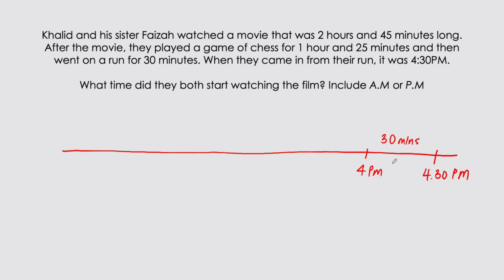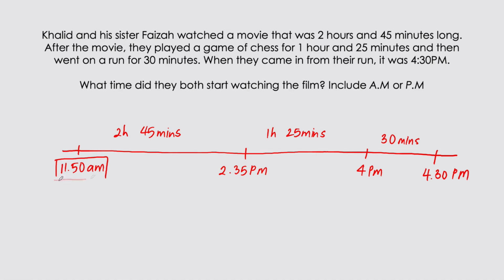Now before the run, they played a game of chess for 1 hour and 25 minutes. So if you do some quick math from 4 p.m., if you go back by 1 hour and 25 minutes, you actually reach 2:35 p.m. Okay? And now they've watched a movie that was 2 hours and 45 minutes long. Again, if you go 2 hours 45 minutes before 2:35, you'll actually end up at 11:50 a.m. So what time did they start watching the film?